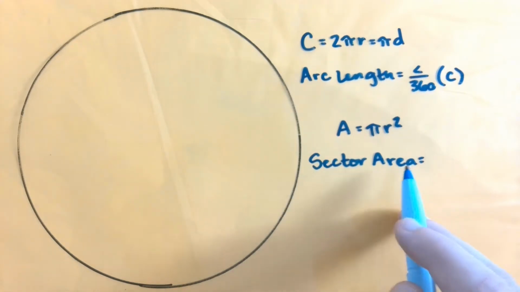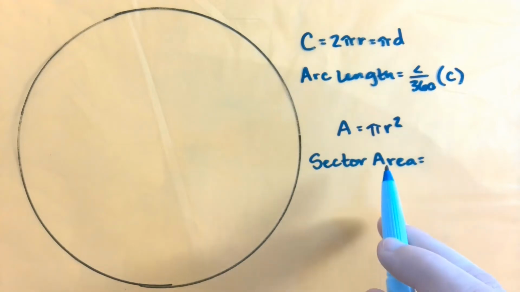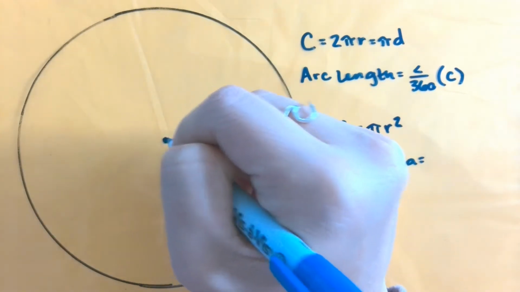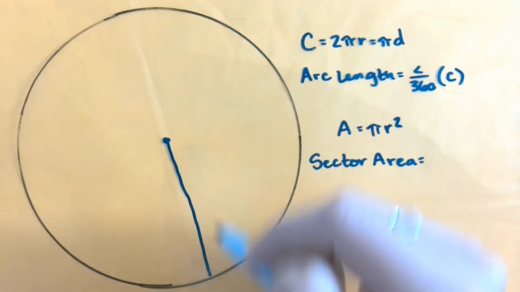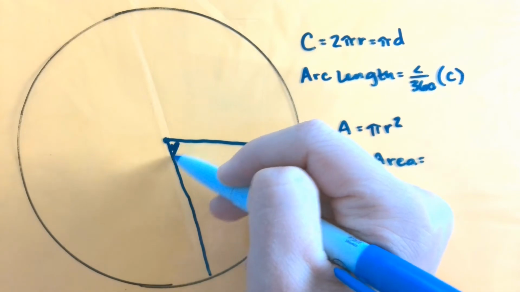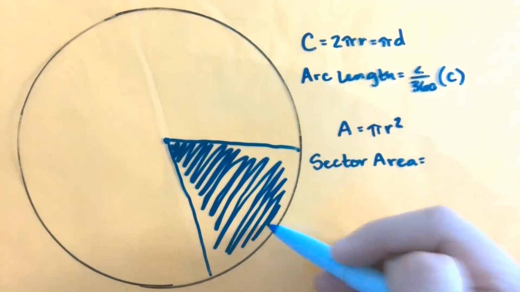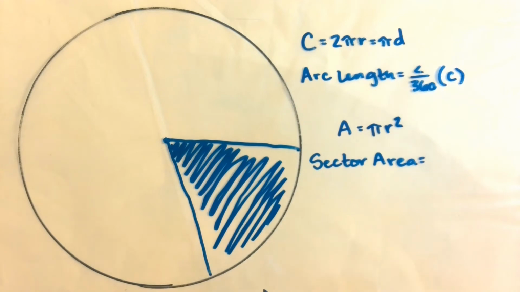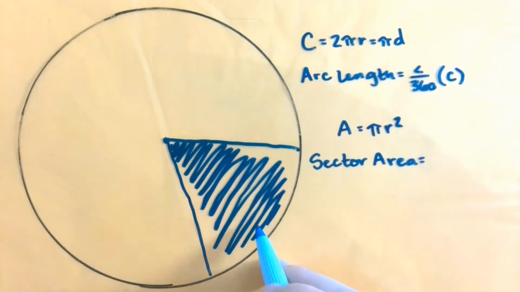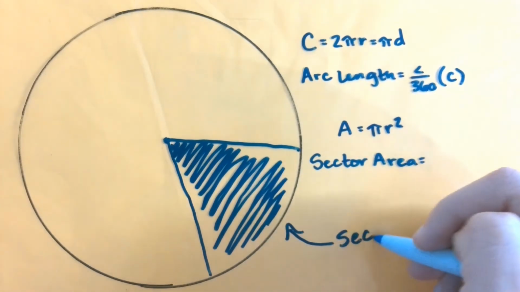So when we talk about sector area, just like arc length was a fraction of the circumference, sector area is a fraction of the whole area of the circle. So a sector of a circle looks something like this. If we talked about the arc length being the crust of the circle, if we're talking about pizza, the sector area would be like a slice or slices of pizza. So this right here would be a sector.